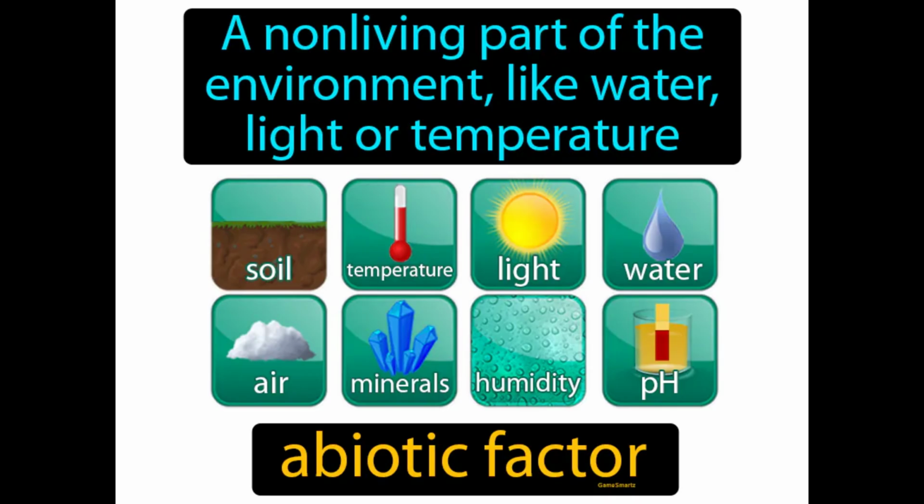A non-living part of the environment like water, light, or temperature. Abiotic factor. Abiotic factors are the non-living elements of an ecosystem that affect living organisms.